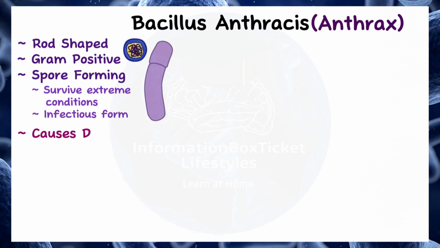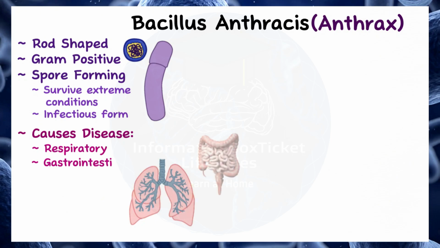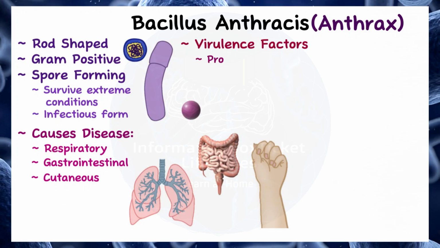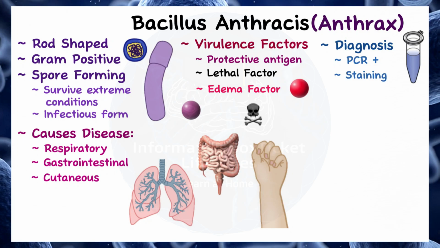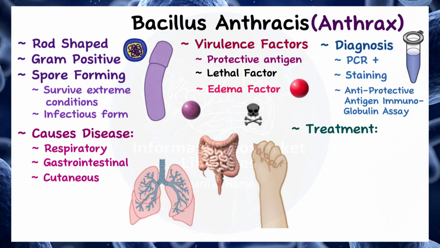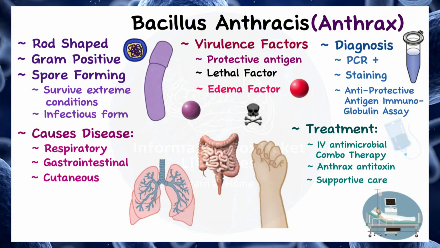B. anthracis can lead to respiratory, gastrointestinal, or cutaneous anthrax, utilizing virulence factors such as protective antigen, lethal factor, and edema factor. All three forms have the potential to progress to fulminant disseminated anthrax. Diagnosis is confirmed through polymerase chain reaction, PCR, immunohistochemical staining, or anti-protective antigen immunoglobulin assays. Treatment includes intravenous antimicrobial combination therapy, anthrax antitoxin, and supportive care.